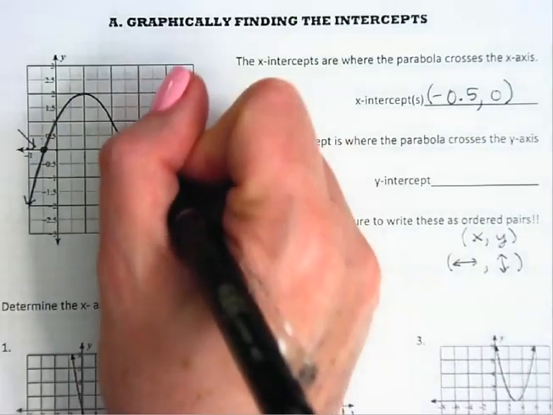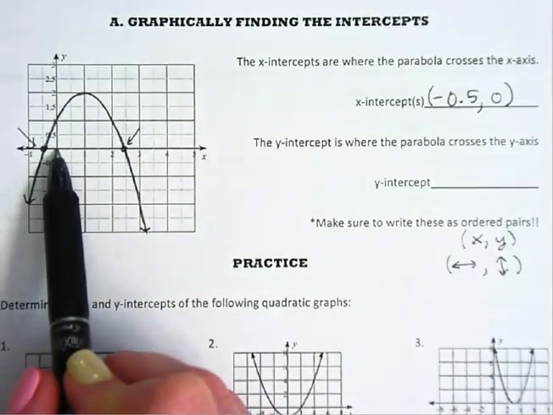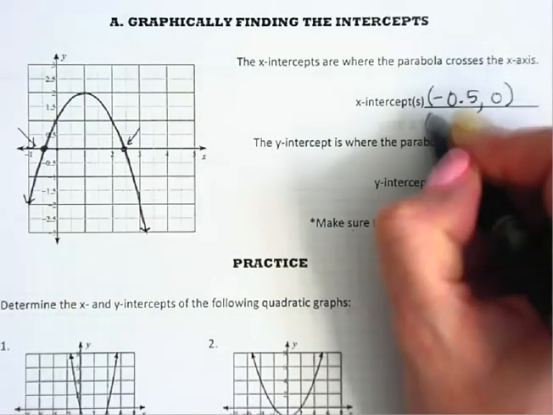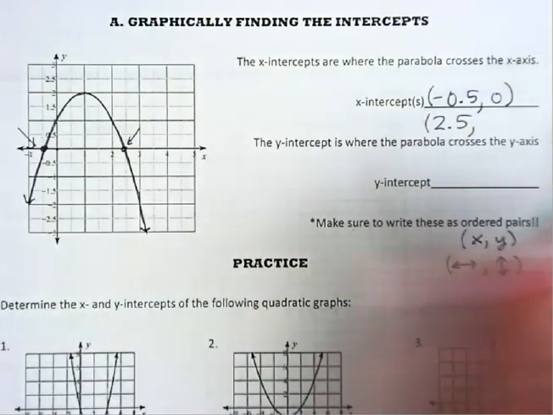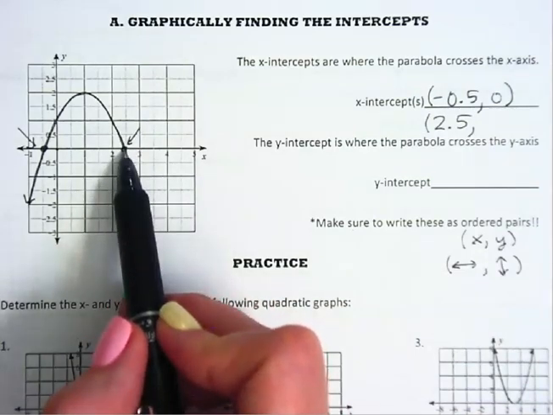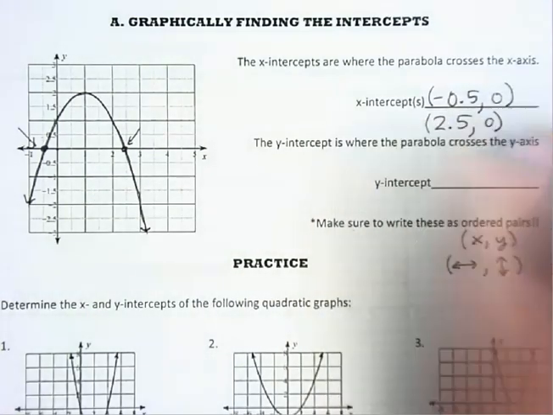Now for this point, I go back to 0, 0, and I have to go to the right this time, 2.5 spaces. And then I don't have to go up or down at all, so that means my vertical direction or my y direction was 0.